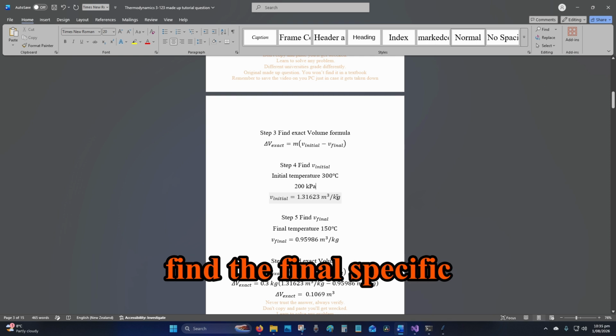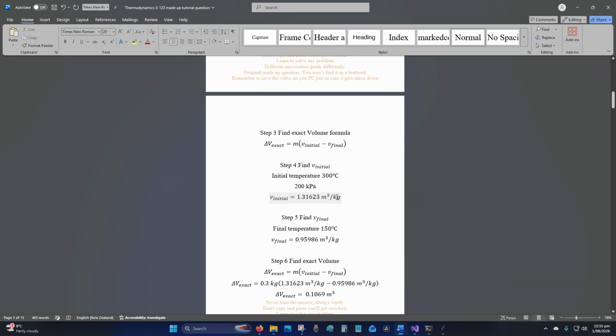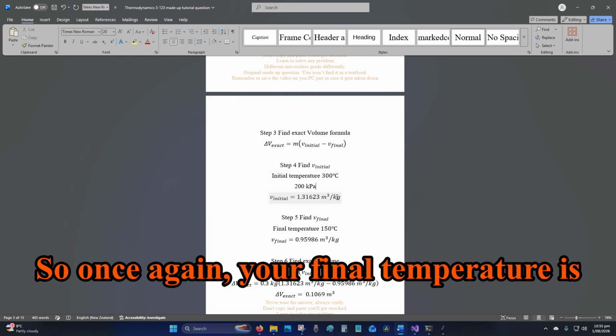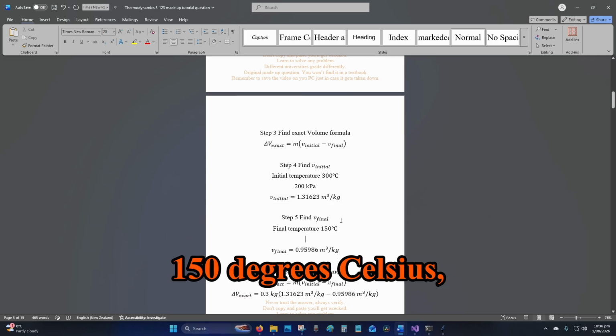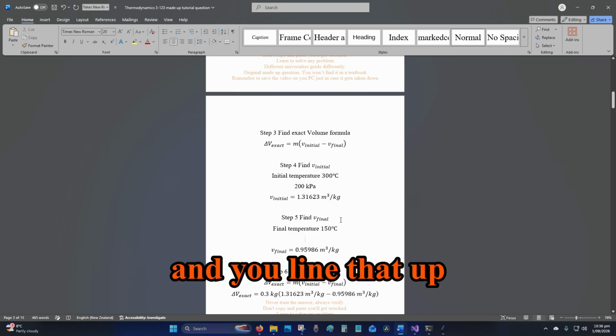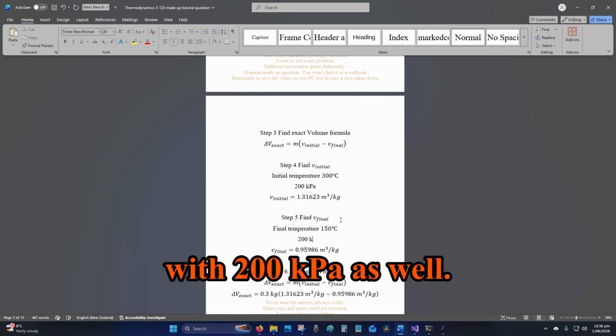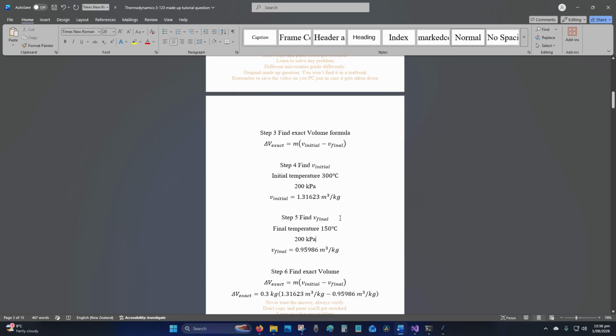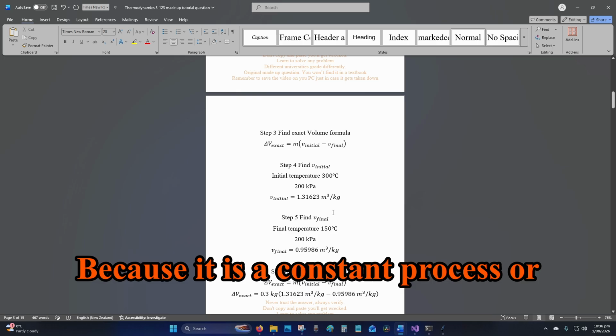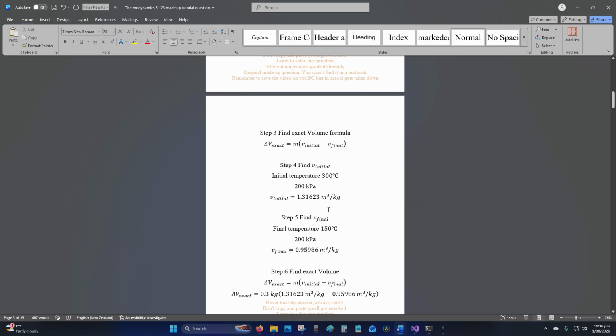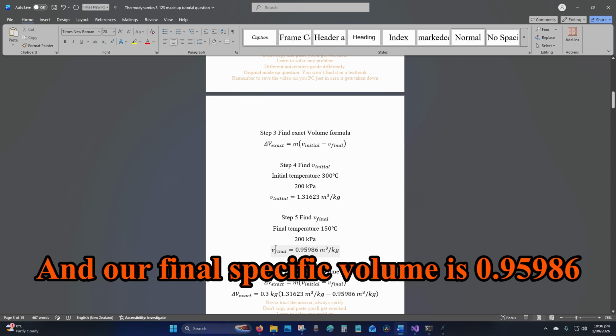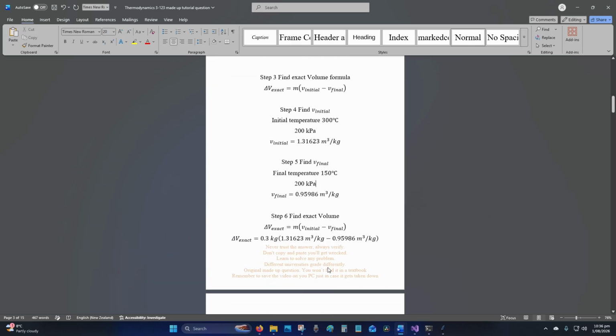Step 5, we want to find the final specific volume. Once again, your final temperature is 150 degrees Celsius, and you line that up with 200 kPa as well, because it is a constant pressure process. That's why the pressure doesn't change. And our final specific volume is 0.95986 meters cubed per kilogram.